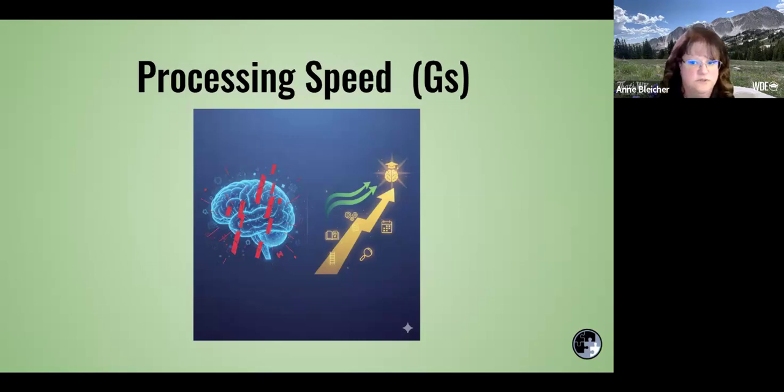Those are all ways to look at processing speed. What happens often with students that have processing speed deficits is that a low score, when you see that on an assessment, for example, doesn't necessarily mean that they have a slow brain. It could mean any number of things.